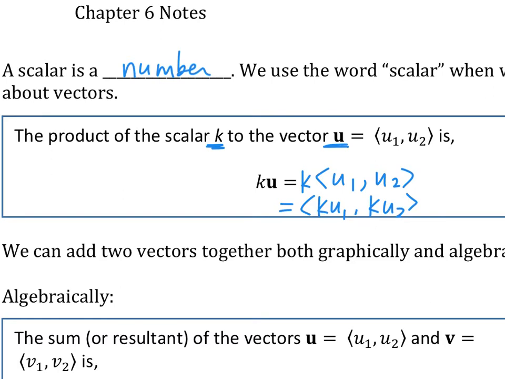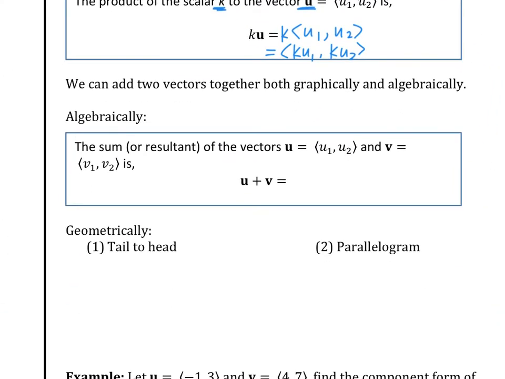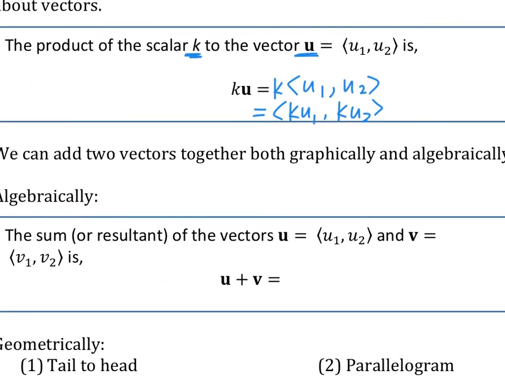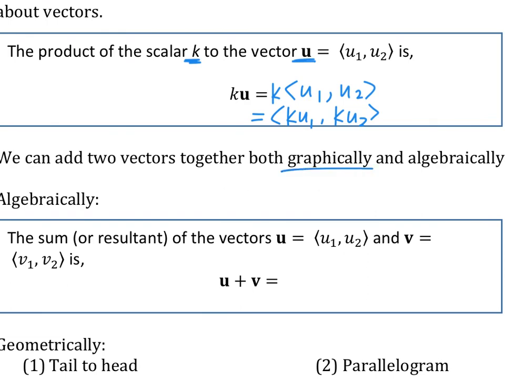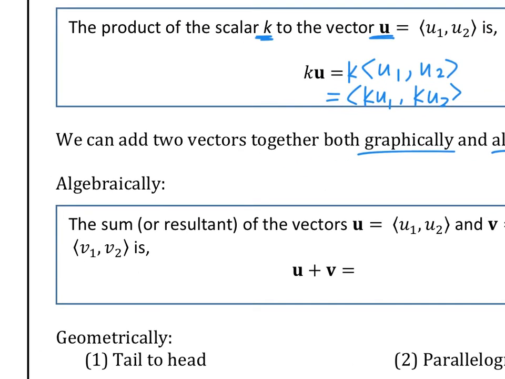Okay, let's go back a page. All right, next, we're going to add two vectors together. And I'm going to show you both ways, graphically and algebraically. Adding things together is called a sum. But they're also going to say the word resultant. So if they say, find the resultant of these two vectors, they mean find the sum of these two vectors.